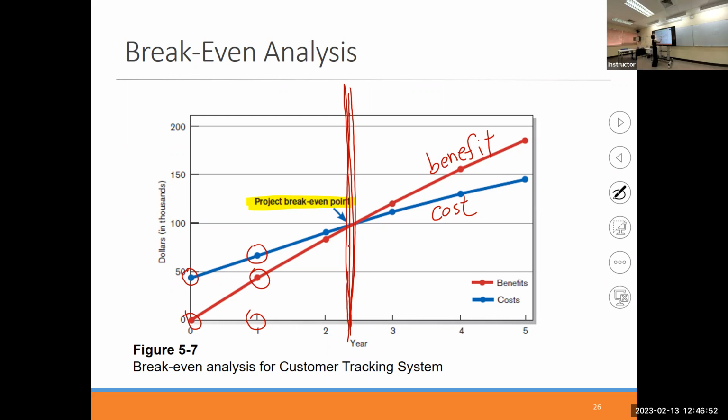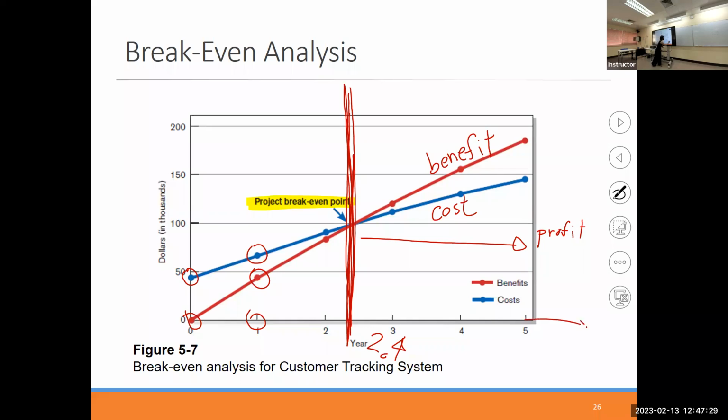Until you cross year 2.4 something. Okay, that means after year 2.4, your project starts to make profit. But before year 2.4 is something that you keep paying into the project without having gained the profit yet. Okay. So after year 2 is the period of profit making for the entire project.